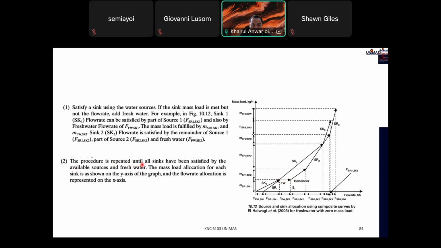The procedure is repeated until all sinks have been satisfied by the reuse sources and fresh water. The mass load for each sink is shown on the y-axis of the graph. The flow rate is presented on the x-axis.